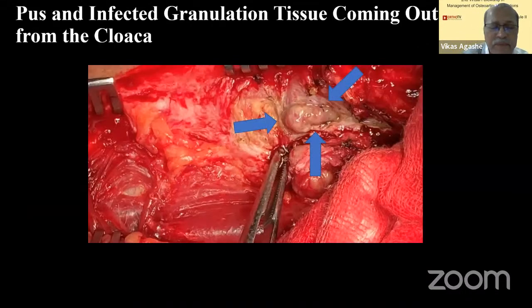After you do that, now you can see the cloaca and granulation tissue. That is the real important thing as regards culture. So please do not take culture from the sinus tract. However, the sinus tract needs to be sent for histopathology. Now here you can see the pus.